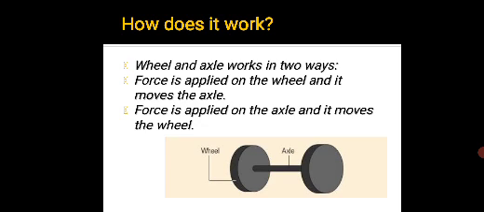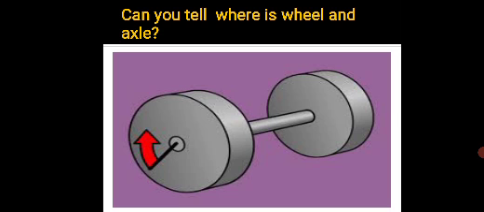How does it work? Wheel and axle works in two ways. Force is applied on the wheel and it moves the axle. Force is applied on the axle and it moves the wheel. Look at this picture. Two circular objects are called wheels, while there is a rod which is called the axle. By looking at this picture, can you tell where is the wheel and where is the axle?